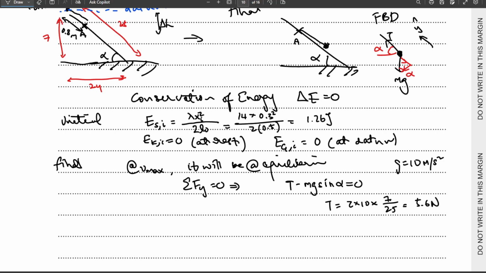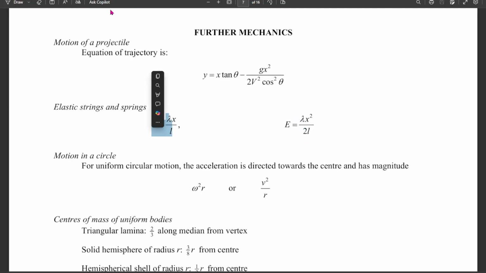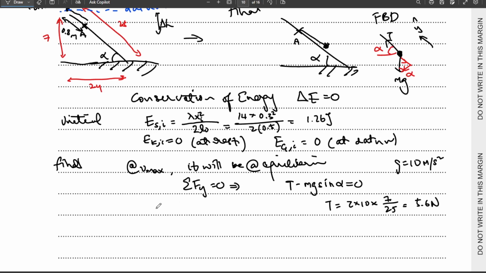And how do we find the extension or the position from here? We're going to use the formula relating Hooke's law. So we have 5.6 newtons, and we equate that to lambda x over L. This one will be the x final, xf. You can do the calculation: 5.6 times L naught, 0.5, over 14, and we'll get 0.2 meters.